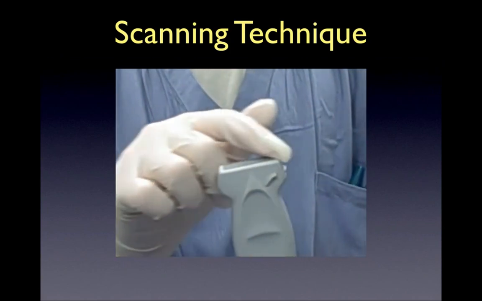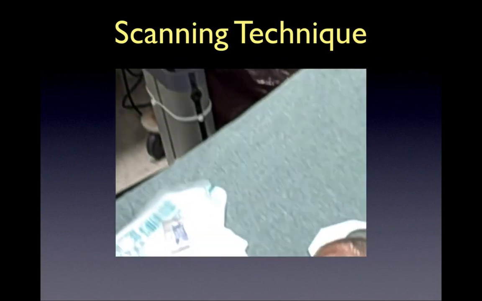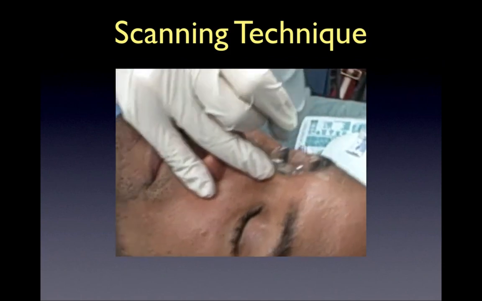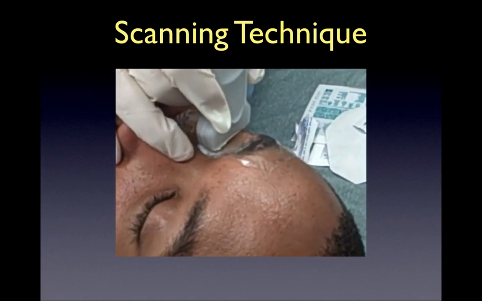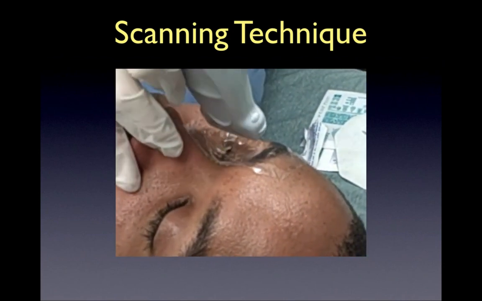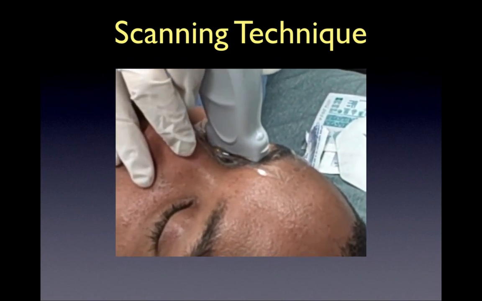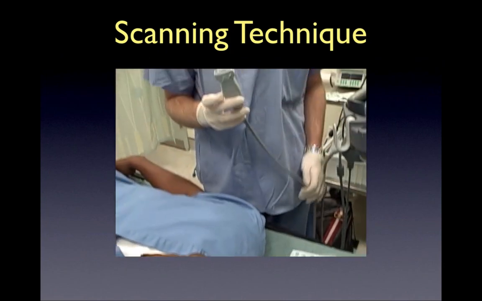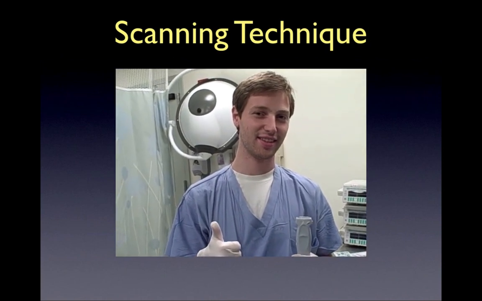The operator is now going to use the high-frequency linear probe and apply it to the closed eyelid. The operator is placing his fourth and fifth digits there, either on the patient's nose or cheek, and he's scanning in the transverse plane. Applying the fingers to the bridge of the nose or the cheek will help not only stabilize the hand, but keep it from applying additional pressure. So then the operator rotated the probe and scanned in the sagittal plane as well.